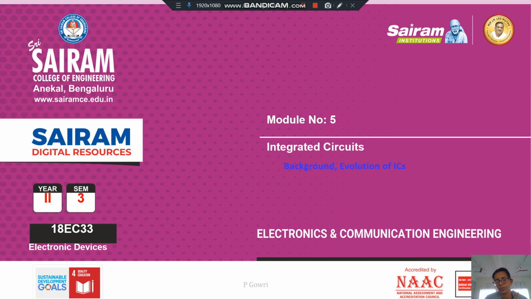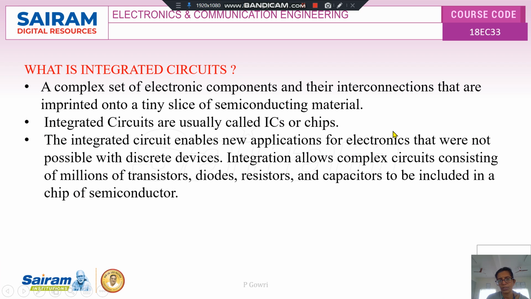So what is meant by integrated circuit? From where did it start and what are its advantages? We know that in electronics, an integrated circuit is a complex set of electronic components, and the interconnection of those components will be imprinted or diffused in a tiny slice of semiconductor material. The tiny slice of semiconductor material is normally a silicon wafer.